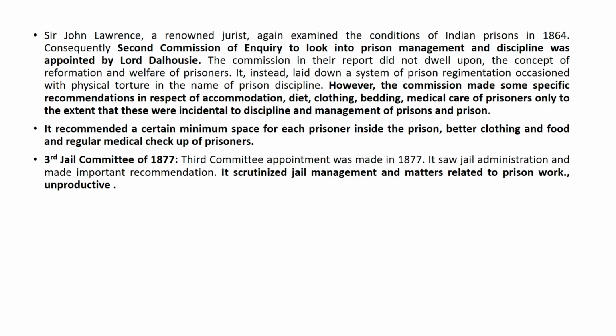Then came the third jail committee of 1877. This committee saw the jail administration and made certain recommendations. It scrutinized jail management and matters related to prison work. However, the findings of the committee were not well accepted, and it was not a very productive committee. Before I forget, it is also important to recognize that a certain minimum space for prisoners should be provided in each prison. This was a recommendation of the second commission of inquiry, constituted in 1864.